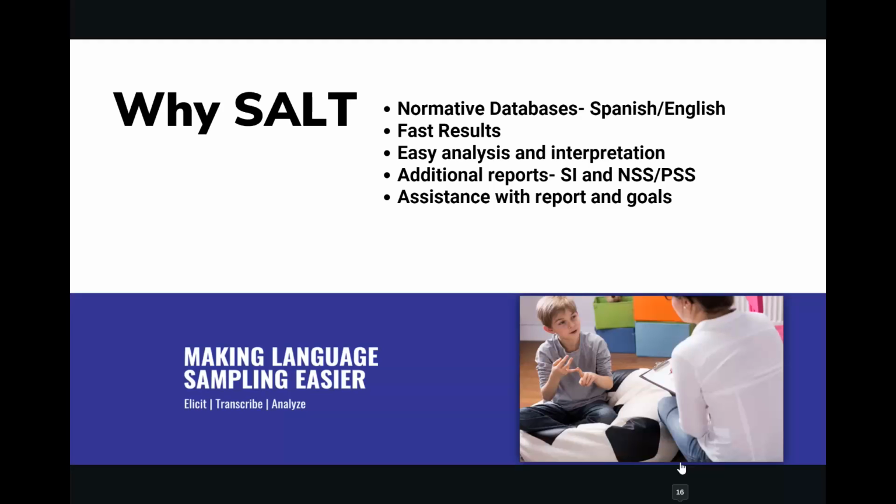A couple clicks in and you're going to get your measures. There's easy analysis and interpretation. We guide that through our reports for you. You can also apply additional coding, which will yield more information. So you can do the SI, or the subordination index, that looks at clausal density and get normative data on clausal density. We also have the narrative scoring scheme and persuasive expository scoring scheme, which look at the structure and content of narrative retells, exposition, and persuasion samples. And also on our newest version, we have assistance with report writing and goals that are ready to go for you.